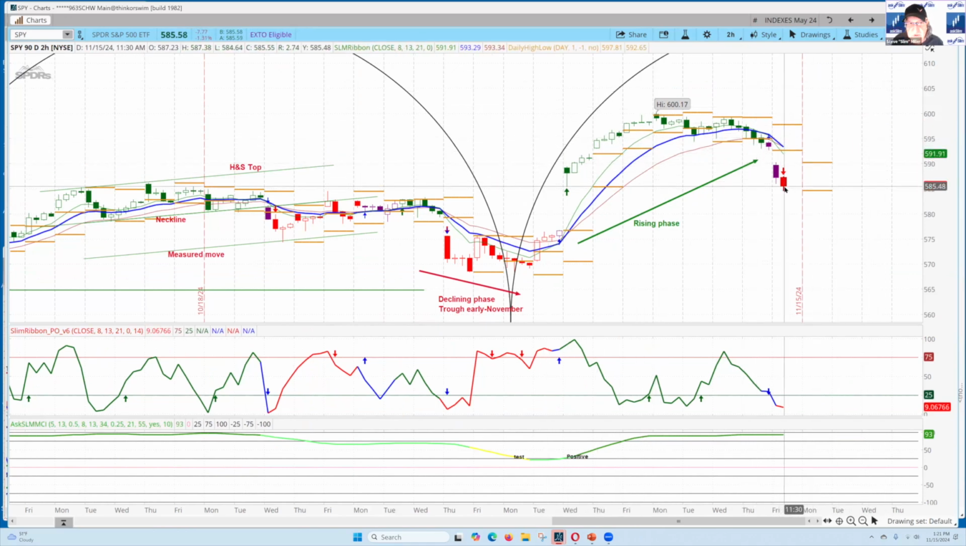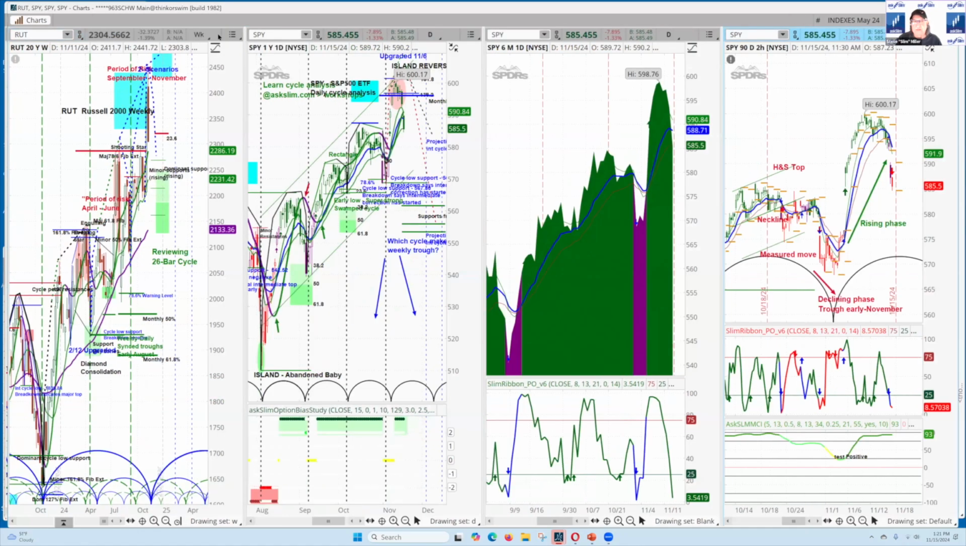And now look here at the 2-hour slim ribbon. It has turned negative right there. And the slim ribbon PO is negative. It's red right over here. So this is that first domino that is starting to tip over, and we will be looking to see whether or not that is what brings us the significant top in this market.